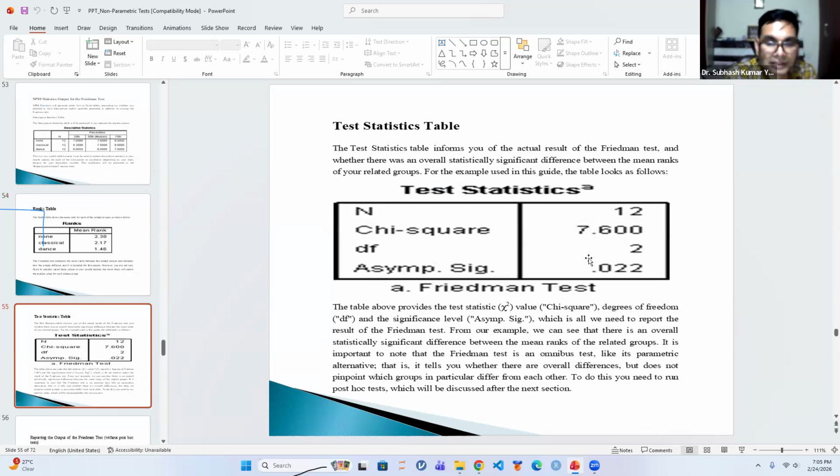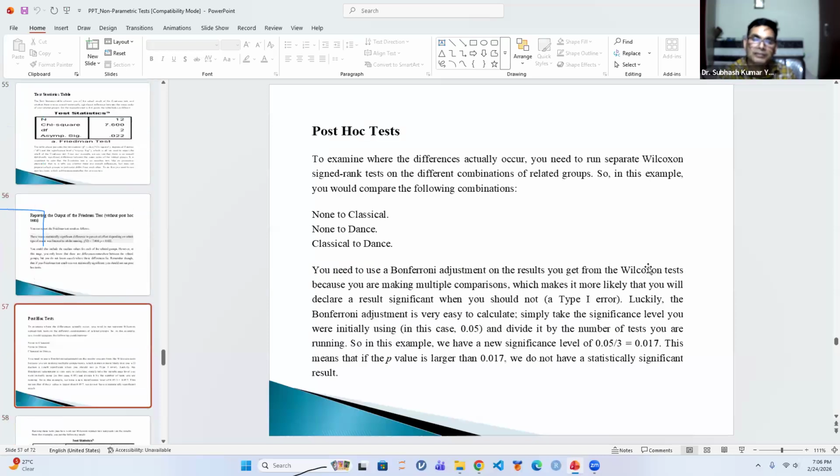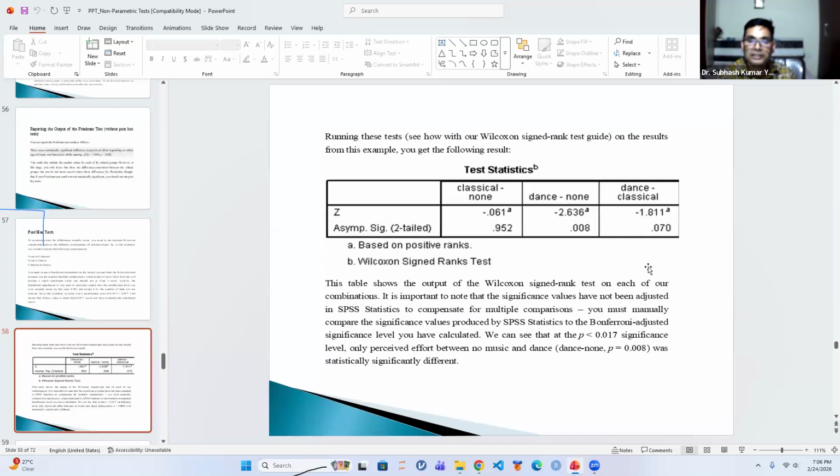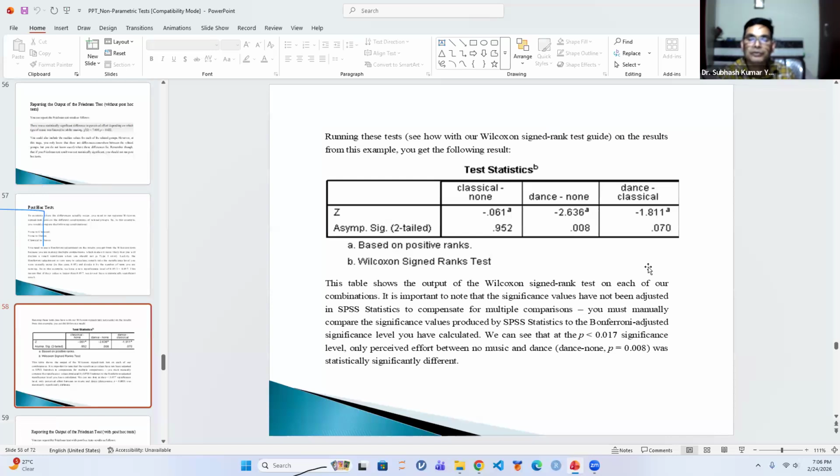Now this is the chi-square test statistic. Here the asymptotic significance value is the p-value. The p-value is 0.022, which is less than 0.05. So it means there is an effect of music on the workout on the treadmill. Reporting will be the same as we have done in all the cases, on the basis of the p-value only. And if the null is rejected, then we can go for the post hoc test, where Wilcoxon signed rank tests will be performed one by one.